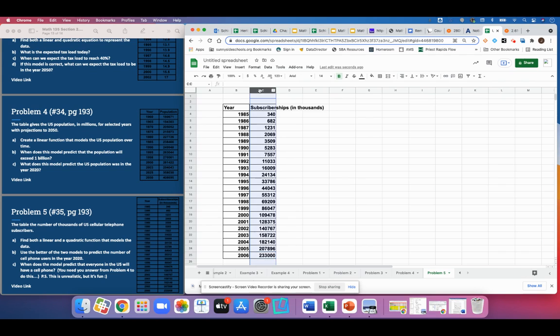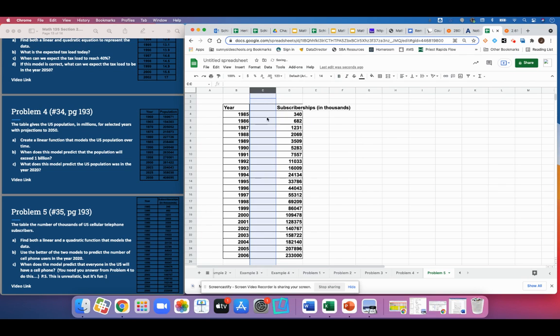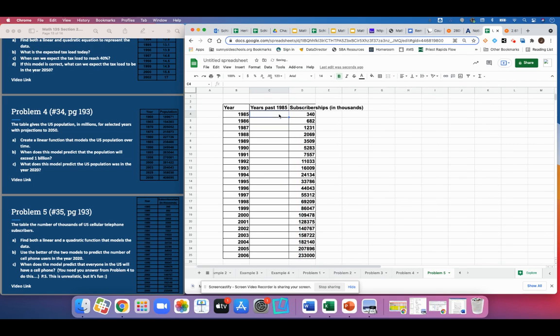So as we have done before, we don't want to use those gigantic year numbers. So we're going to insert a column to the left. And we're going to say years past 1985. And so it looks like in 1985, there were 340,000 people that had cell phones. That's quite a lot. That sort of surprises me. But years past 1985, we've got 0, 5, 10, no.